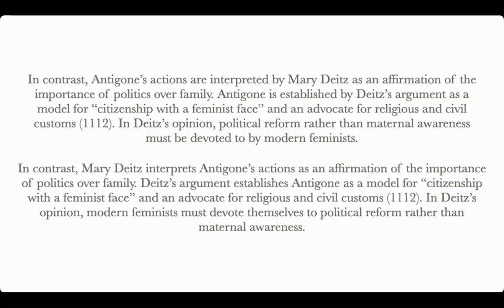Let's read this one. In contrast, Mary Dietz interprets Antigone's actions as an affirmation of the importance of politics over family. Dietz's argument establishes Antigone as a model for citizenship with a feminist face and an advocate for religious and civil customs. In Dietz's opinion, modern feminists must devote themselves to political reform rather than maternal awareness.